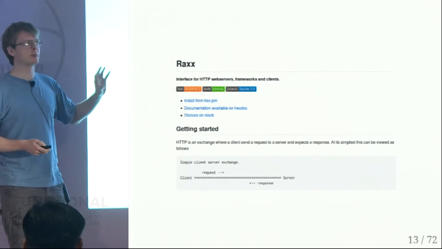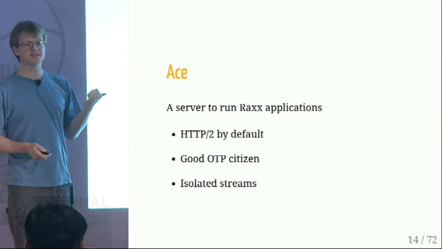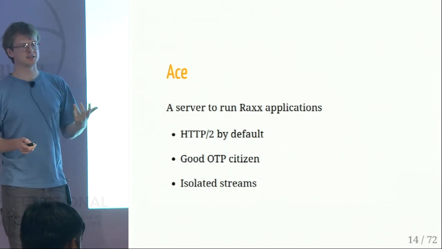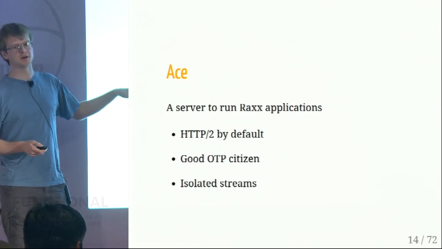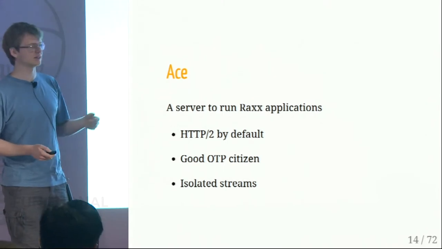It's just going to be an Elixir application we're going to deploy, and we're going to look at Docker, so we can move on. Ace is a server you'll need to run Raxx applications, and that fills out our ecosystem here. The one nice thing about Ace is it was built with HTTP2 in mind first, so if that's something you're interested in, the Ace server is a good one to look at.